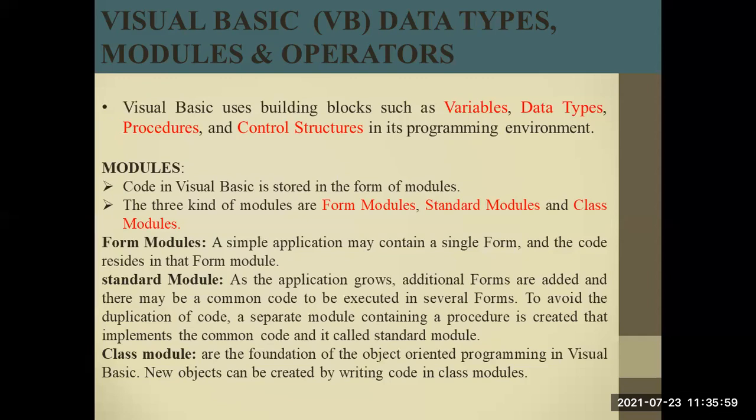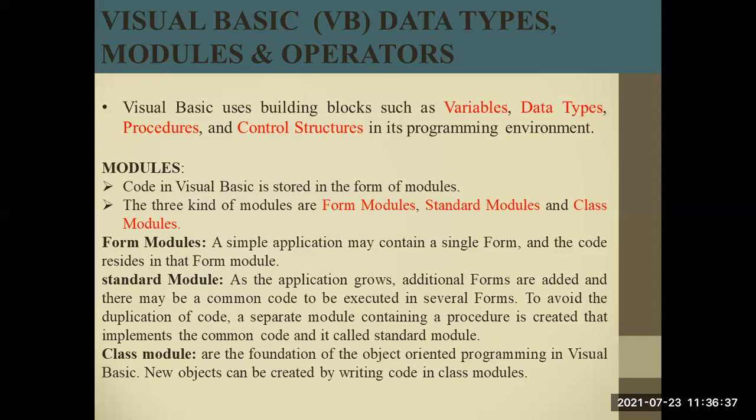The form module can simply be defined as a simple application that may contain a single form, and the code resides inside that form. Then comes the standard module. As the application grows and we add more and more forms, additional forms are added, and there may be common code to be executed several times. To avoid duplication of the code, a separate module containing a procedure is created that implements the common code, and it is called a standard module.